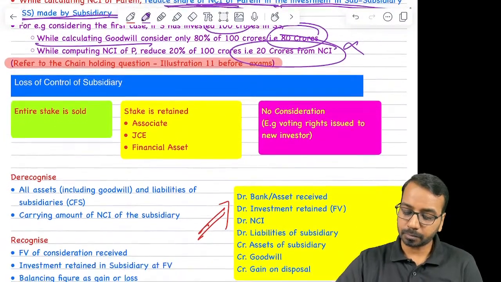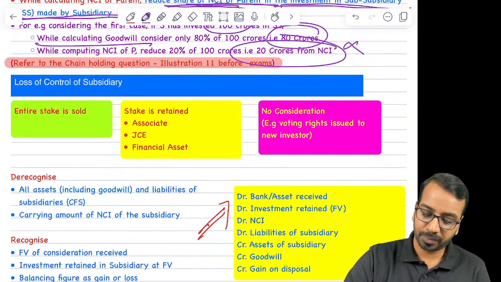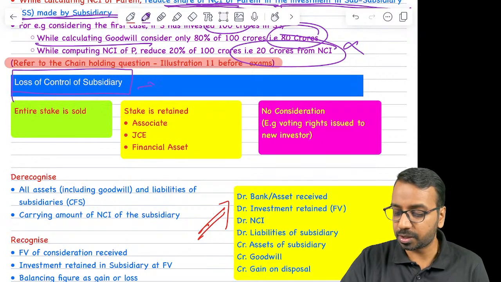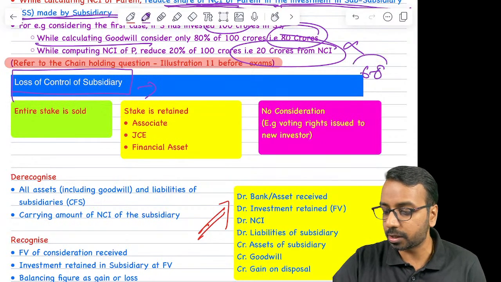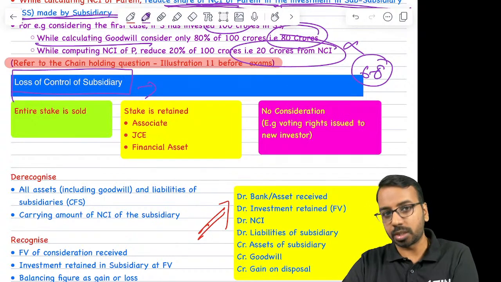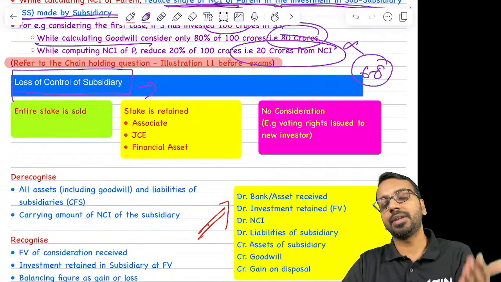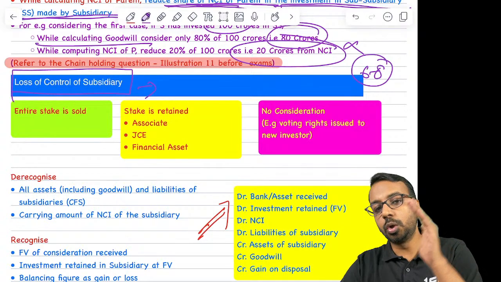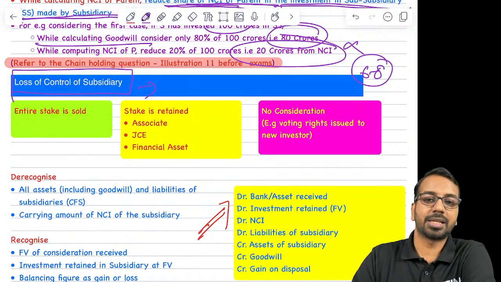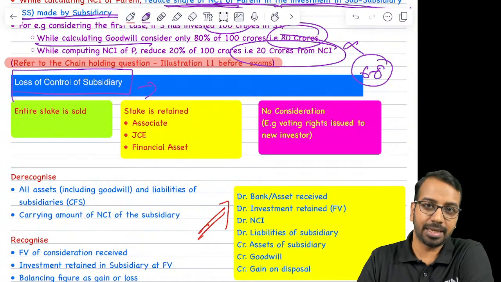Then the next thing is on loss of control of subsidiary. Sometimes you may get a 6 to 8 marks question based on this. Like we get control on a subsidiary, there could be a case where we are losing control on a subsidiary. So when we obtain control on a subsidiary, what do we do? We take all the assets, we take all the liabilities, we show NCI, we show goodwill.